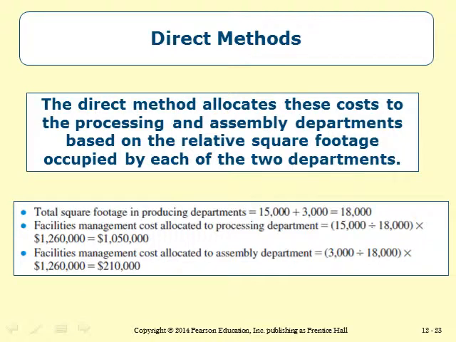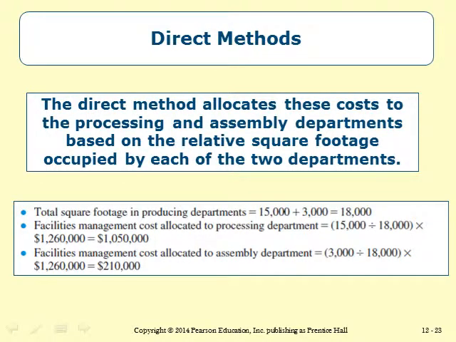And so if we go to our facilities management costs, the direct method allocates these costs to the processing and assembly departments based upon the relative square feet occupied by each of the two departments. So for the total square footage, we have in the producing department 15,000 plus 3,000 or 18,000. The facilities management costs allocated to the processing department then becomes 15,000 divided by the 18,000 times the 1.2 million, and then the facilities management cost allocated to the assembly department is the 3,000 square feet in the assembly department divided by 18,000 times the 1.2 million to get us to 210,000.